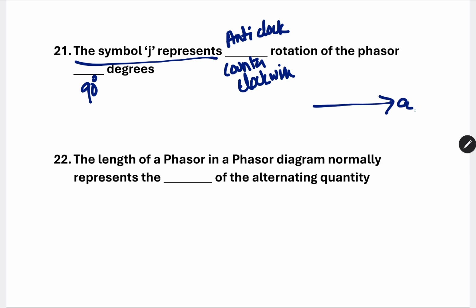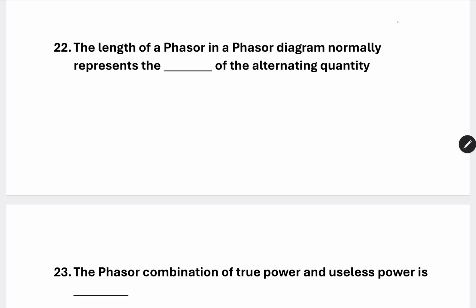If you multiply vector A with the J operator, then it has to rotate in the anti-clockwise direction by how many degrees? 90 degrees. Then it becomes what? AJ. Again, if you multiply this AJ with the J operator, it is going to rotate anti-clockwise by another 90 degrees. But there is no change in the magnitude of the vector. It only rotates 90 degrees in the counterclockwise direction. Right? This is the J operator. Very useful operator. Next question.